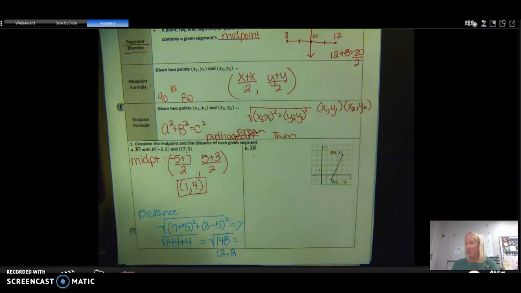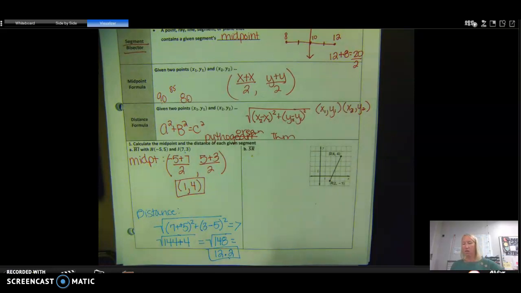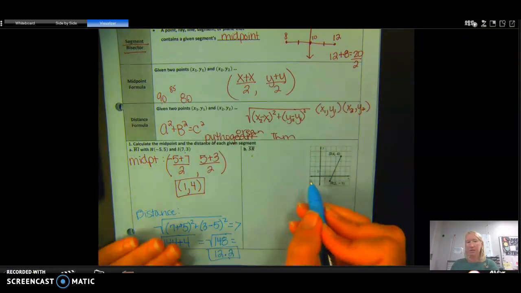It's actually 12.16, but that 6 rounds that 1 up to a 2. Tenth is 1 decimal place. All right, we're going to do the same thing on this one.